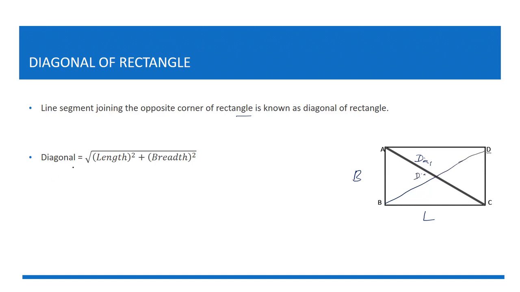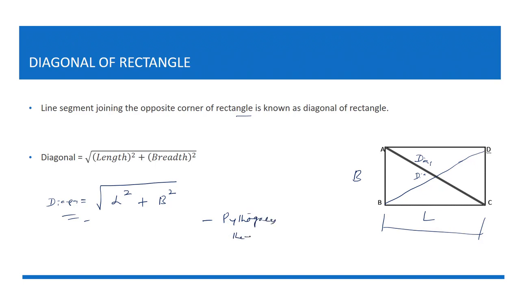Whenever you want to find the diagonal of the rectangle, the formula is the square root of the square of the length plus the square of the breadth. That is called the diagonal. This is based on the Pythagoras theorem.